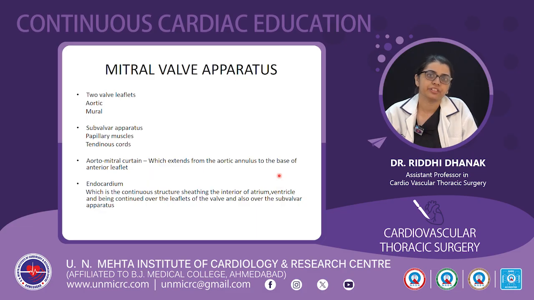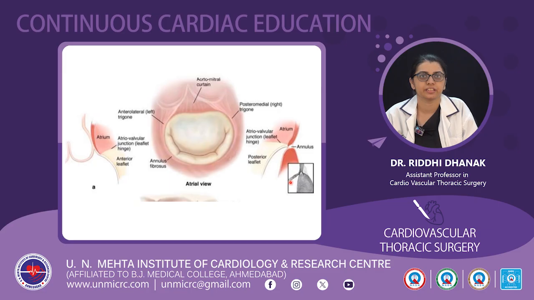There is endocardium, which is the continuous structure sheathing the interior of the atrium and ventricle and being continued over the leaflets of the valve and also over the subvalvular apparatus. So this is the atrial view of the mitral valve as we see from the left atrium. This is the anterior mitral valve leaflet. As you can see, it is attached to 1/3 of the circumference of the annulus, but its height is larger than the posterior mitral valve leaflet, whereas the posterior mitral valve leaflet is attached to 2/3 of the circumference of the annulus.